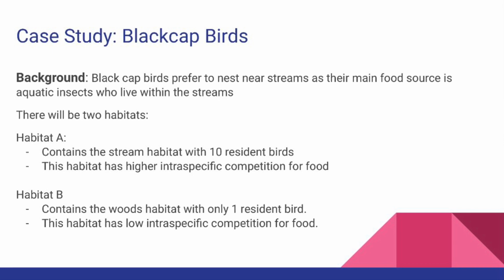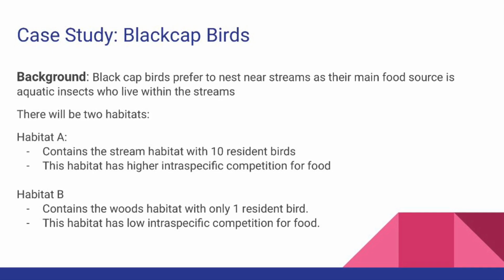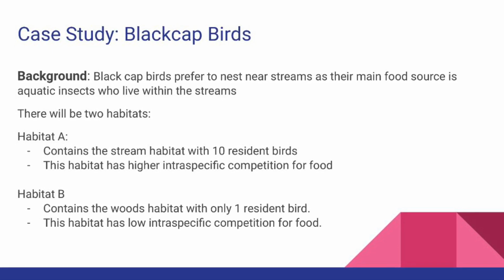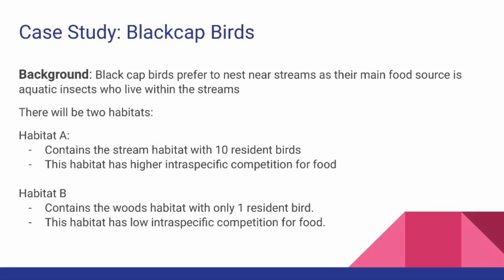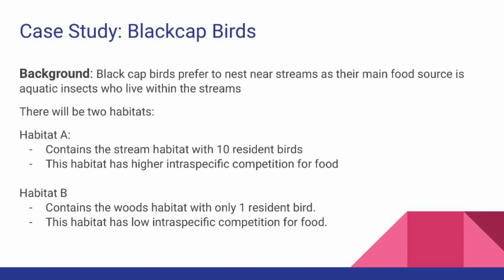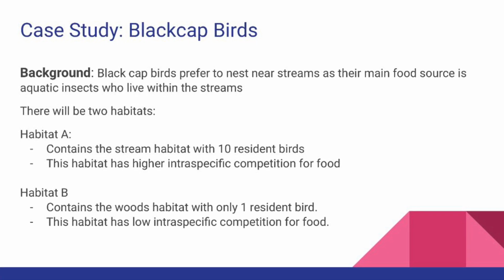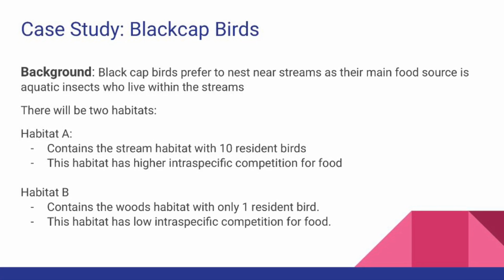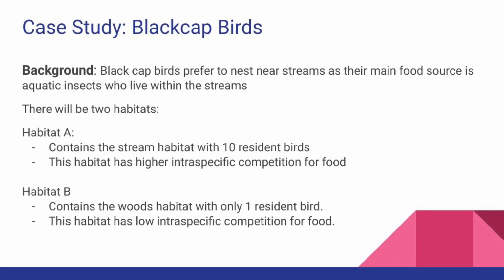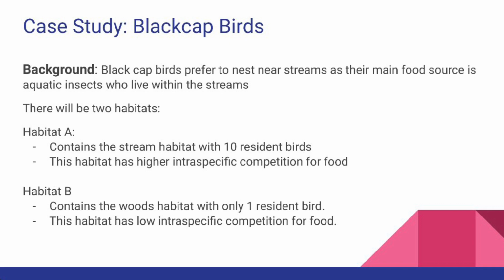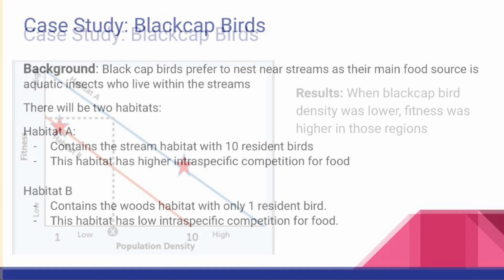So to provide some background, black-capped birds prefer to nest near streams as their main food source is aquatic insects who live within these streams. So we will have two habitats. Habitat A will contain streams with 10 resident birds where there is high interspecific competition, and habitat B containing a woods habitat with 1 resident bird containing low interspecific competition.